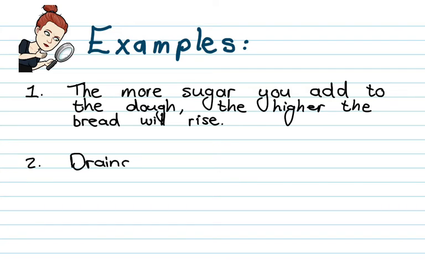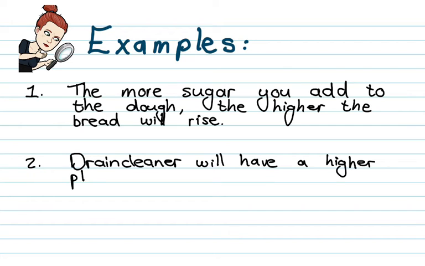In our second example, we have something like drain cleaner will have a higher pH than vinegar. So what is our cause? The drain cleaner or the vinegar. What will be our effect? The pH of those.